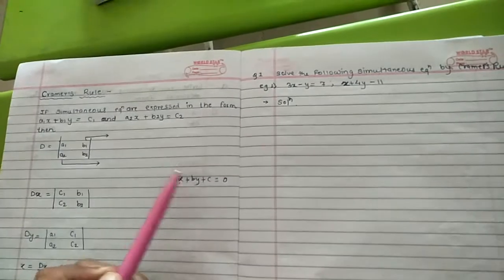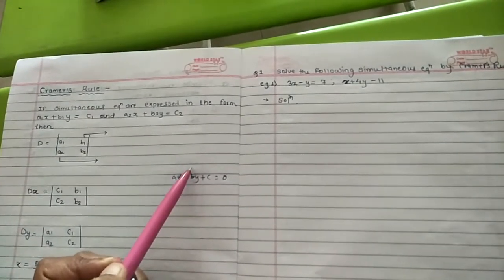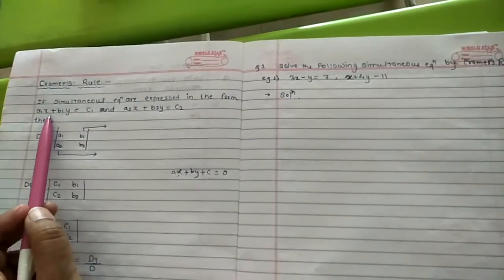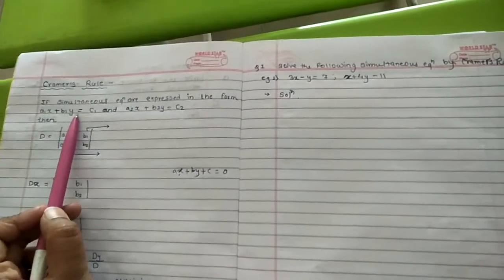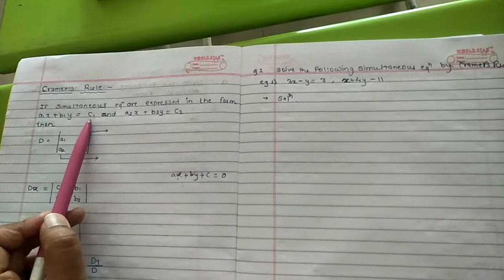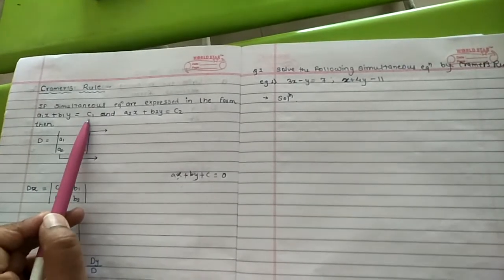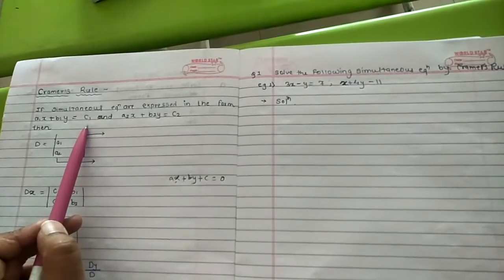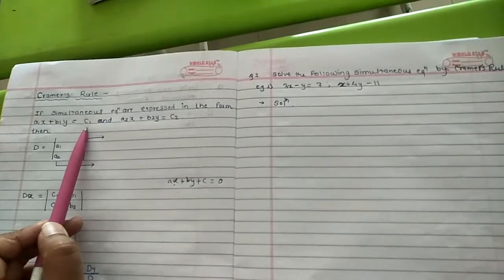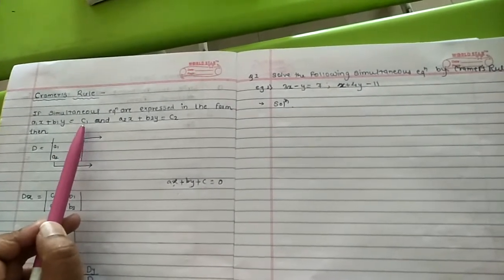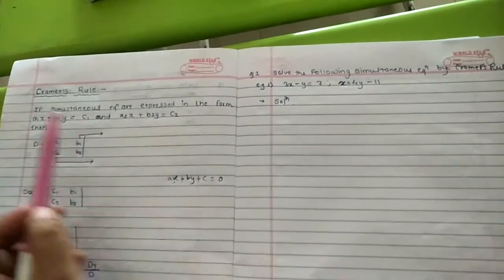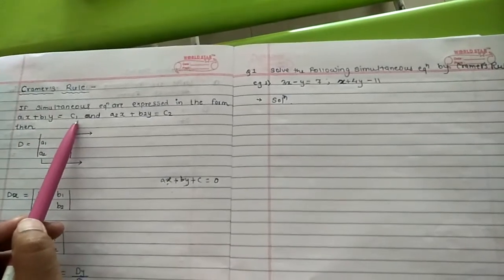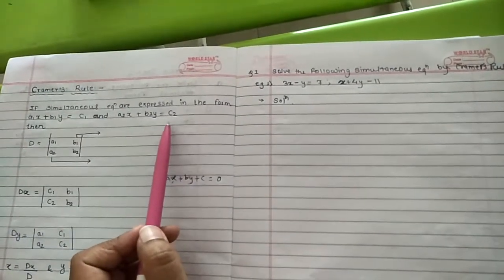Whatever simultaneous equations are given, you have to convert both equations according to this form. The constant term, that is, the term without the variable, you have to shift to your right hand side. For Cramer's rule, always keep in mind the constant term is always on the right hand side. So here a1x plus b1y equals c1 is equation number 1, and this is equation number 2.